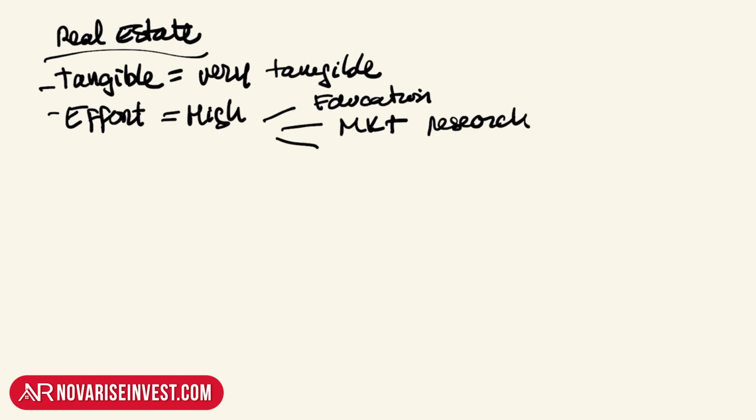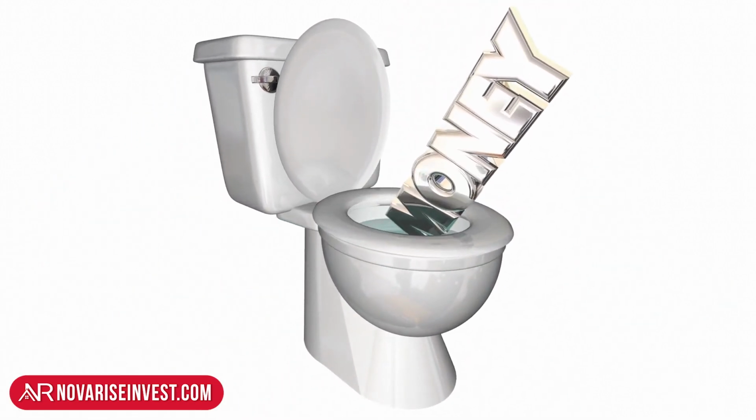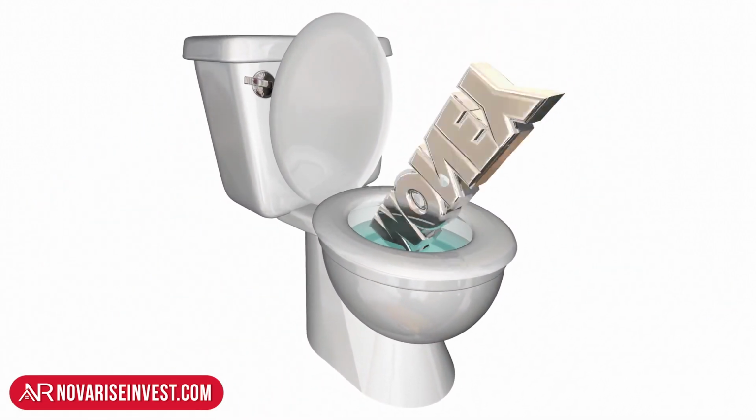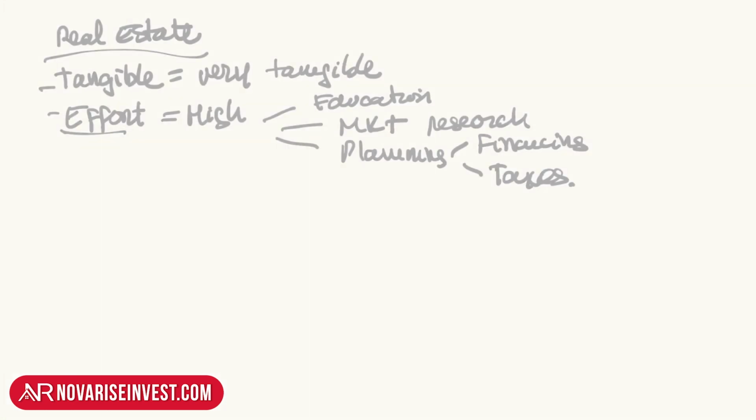You also have to do planning in terms of your financing, right? How to qualify for a loan, and also planning in terms of your taxes. If you don't do this right, all the money that you're making is going to go away with the taxes that you're paying to Uncle Sam. So the effort, once again, is high.